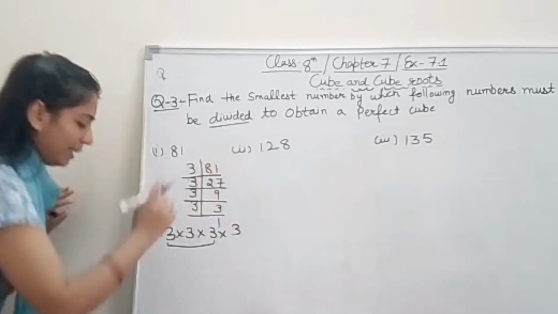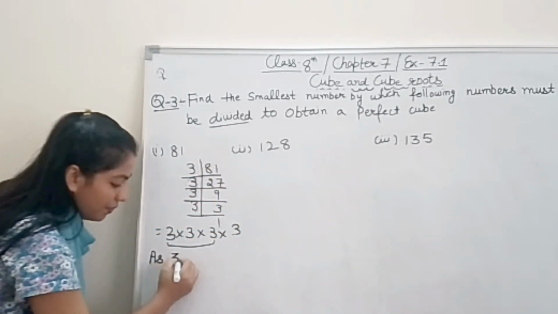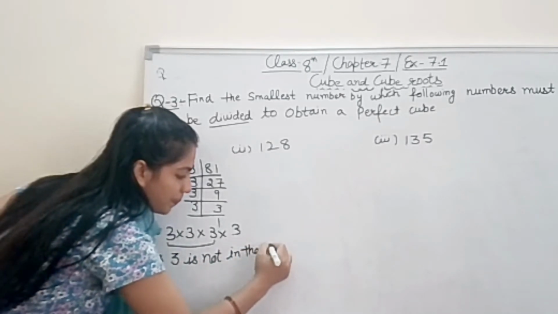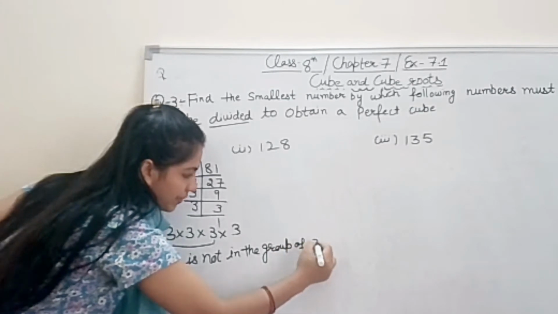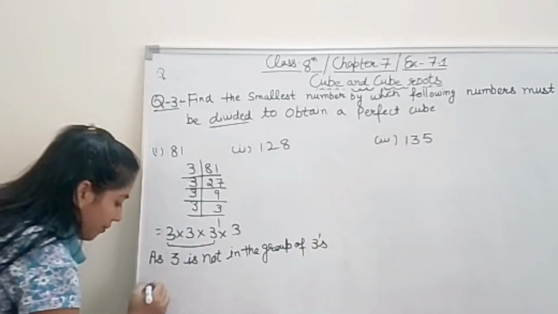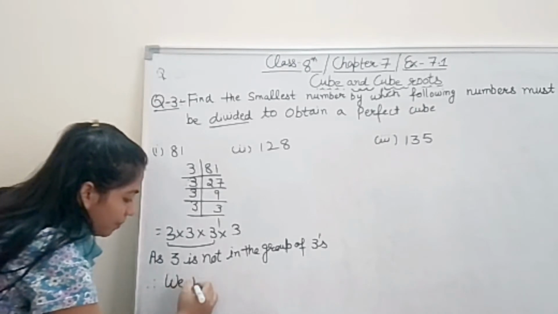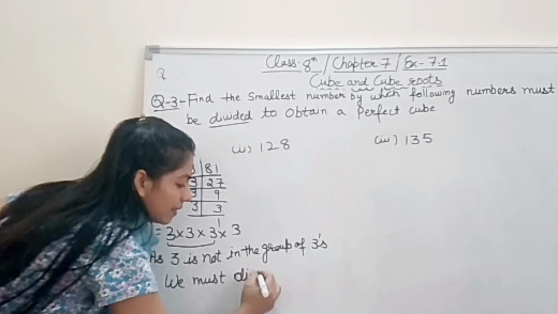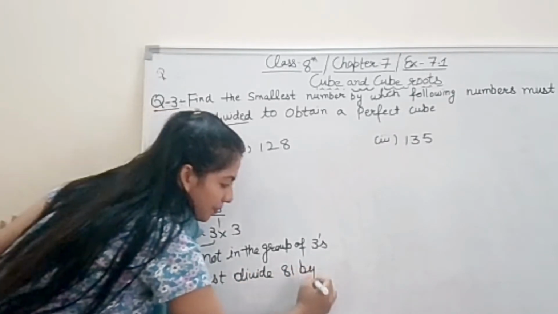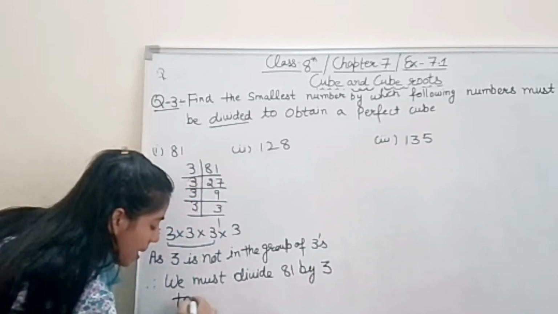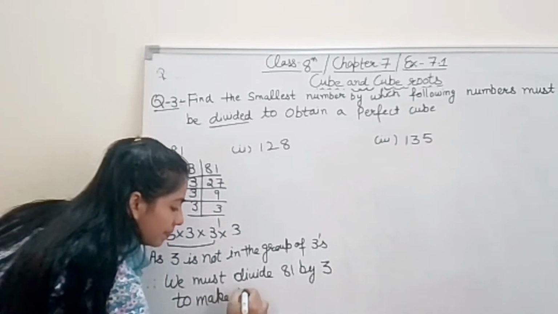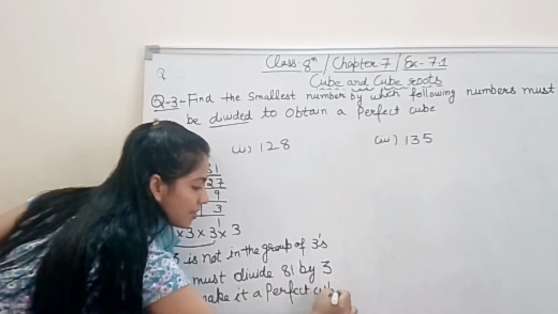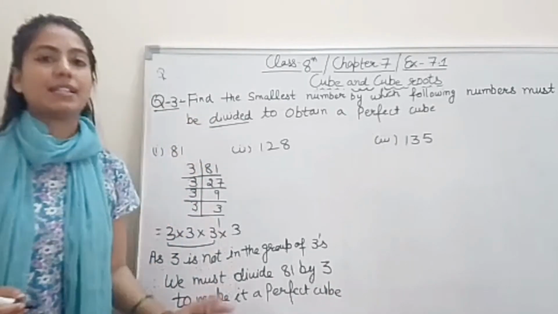So what will we subtract? 3 is not in a group of 3s, a triplet. Therefore we must divide 81 by 3 to make it a perfect cube. That's it, student. The wording is just the same, only instead of multiply, you divide.